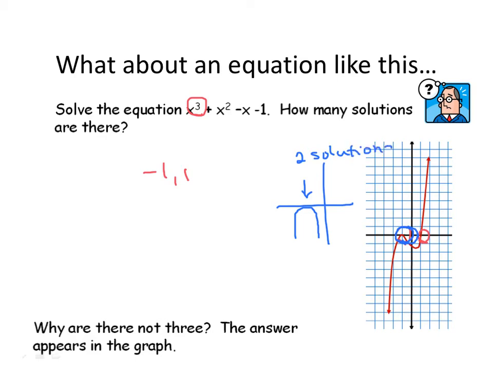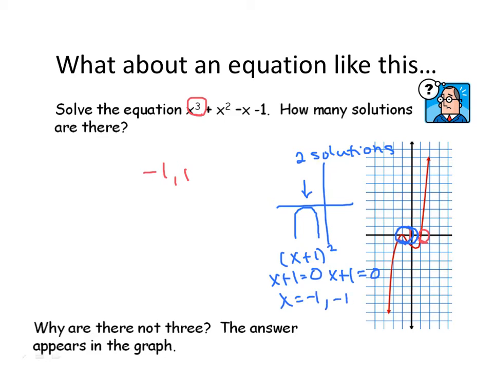That's what happens when you have (x + 1) squared. So I would have x + 1 = 0 and x + 1 = 0, because squared means write it twice. And I'd have two solutions that are the same number. And that's what that looks like.